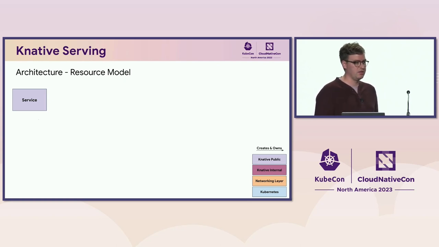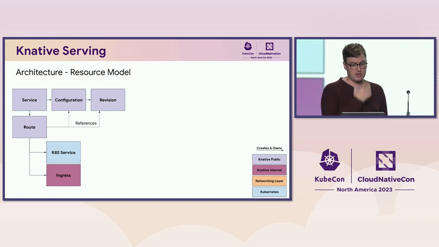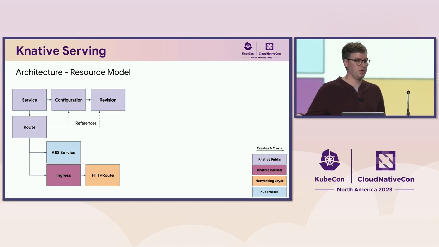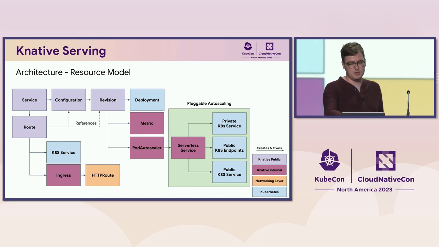So the resource model. At the top, when you do a kn service create, we create a Service object. That is just a helper to manage two separate objects, a Route and a Configuration. Configuration ends up producing and stamping out Revisions. On the Route side, you end up getting a Kubernetes Service and Ingress, and eventually this boils down to programming some networking layer. From the Revision side, you end up getting a Deployment and a whole bunch of resources, and those resources end up creating many more resources. Why is this so complex? Let me show you. It's a pluggable autoscaling system, and this is what captures all the metrics and lets you scale to zero and so forth. And then the HTTP routes here point to this public service.